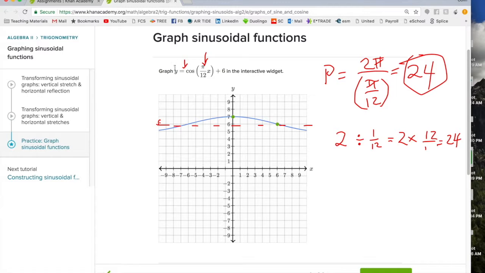So always look at the period, find out what that is, divide by 4. In this case, we get 6. Look at the center line, look at the amplitude, adjust accordingly, and you're good to go.